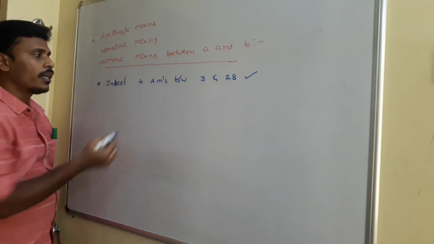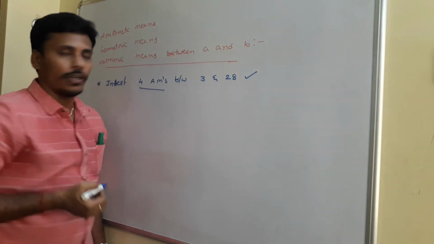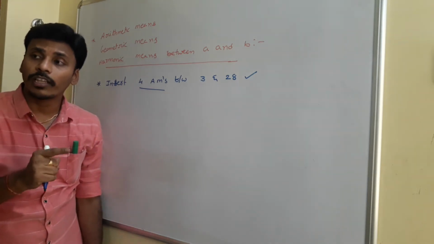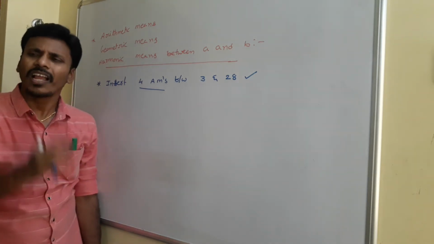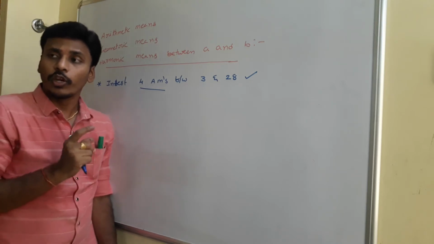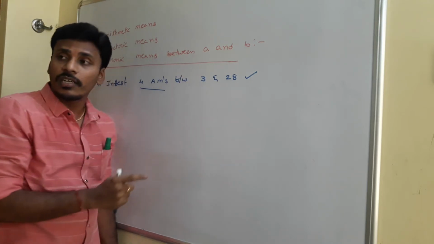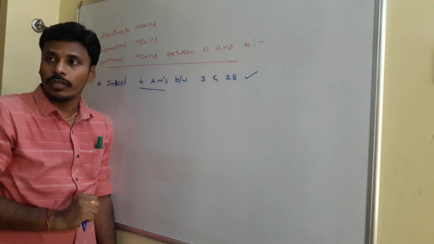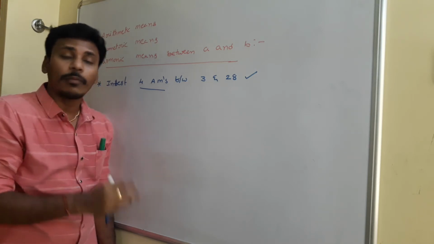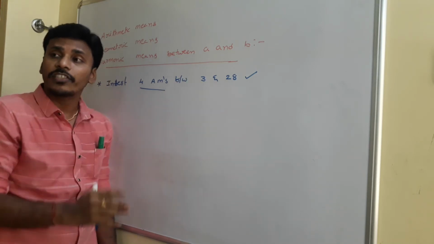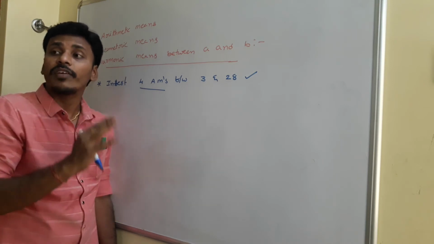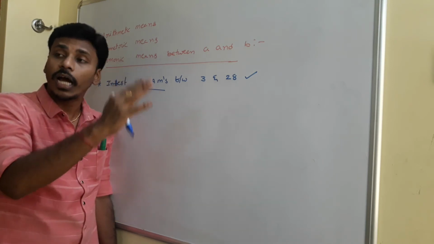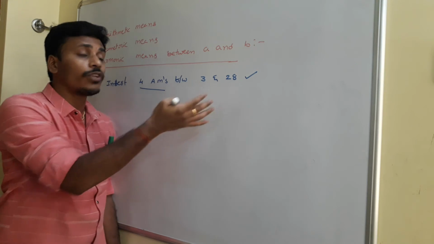See how to insert 4 arithmetic means between 3 and 28. Why do we need to insert only 4 arithmetic means between 3 and 28? We have many options, right? We have a chance to insert 2 arithmetic means between 3 and 28. We have a chance to insert 3 arithmetic means between 3 and 28. We have a chance to insert 4 arithmetic means. We have a chance to insert 400 arithmetic means also in between 3 and 28.